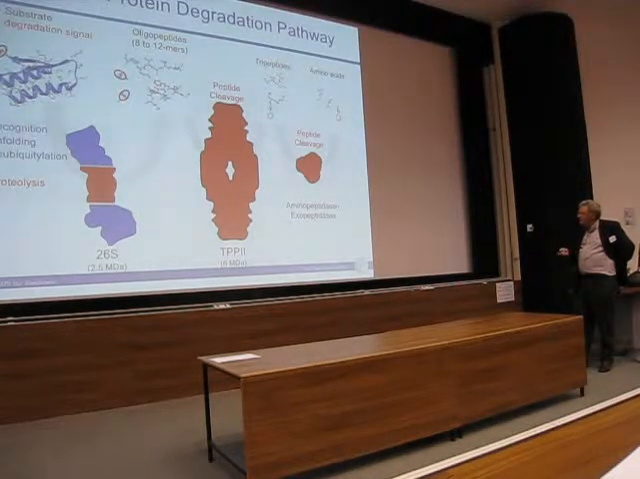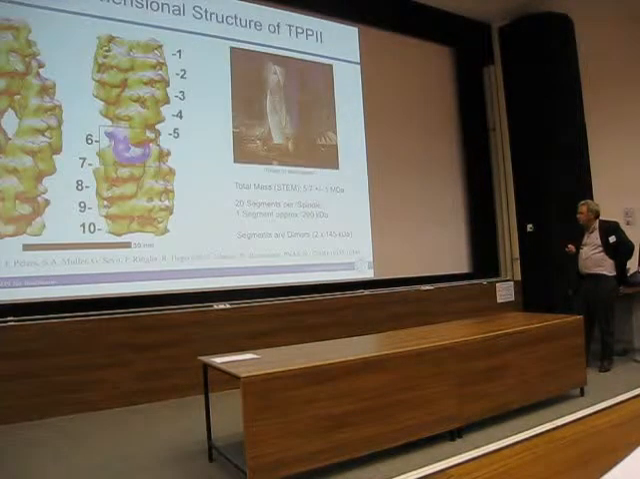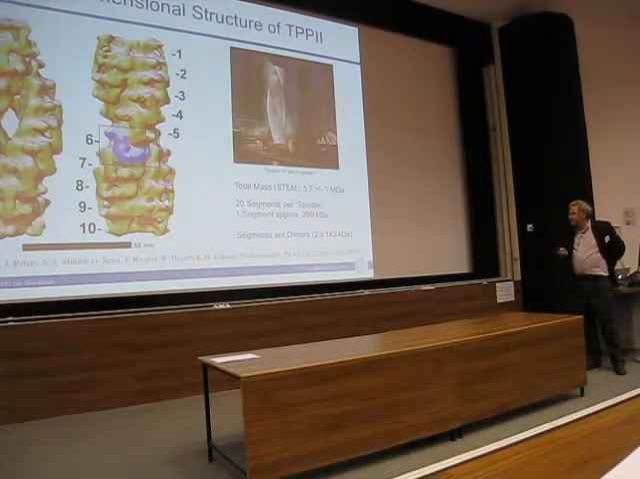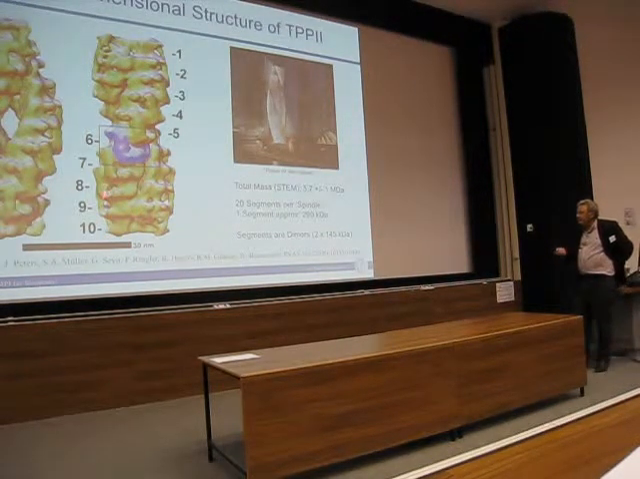So let me begin with TPP2, because that was a much simpler approach. TPP2, as I said, is a 6 megadalton complex built from one type of subunit. The building block is a dimer, and so there are stacks of dimers in this complex. You can count from 1 to 10 here. Each segment here is a dimer, so there is a total of 20 of these dimers which form this kind of spindle-shaped structure. That was a low resolution map obtained a couple of years ago.